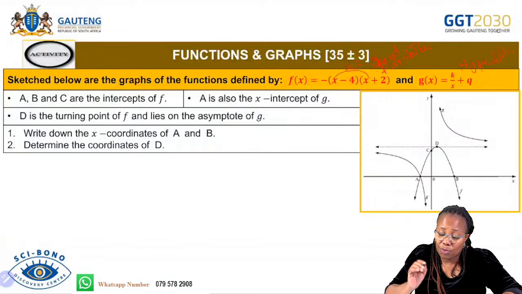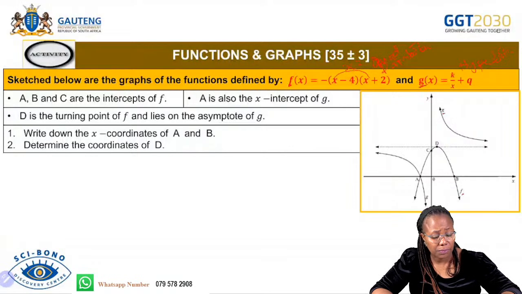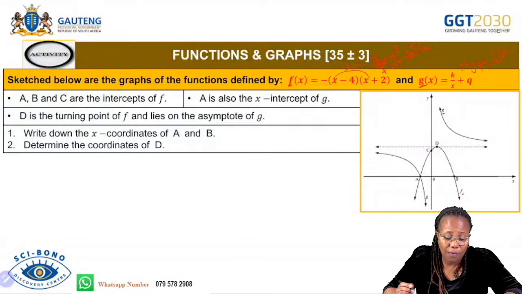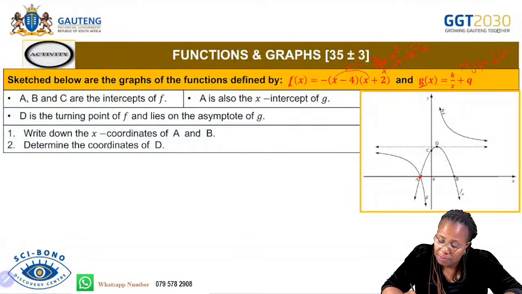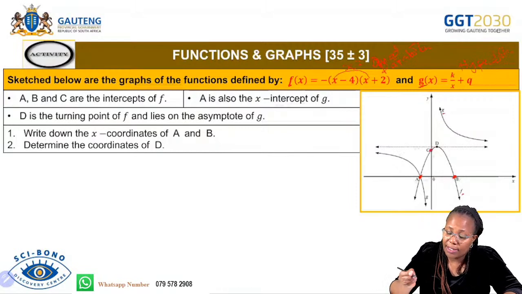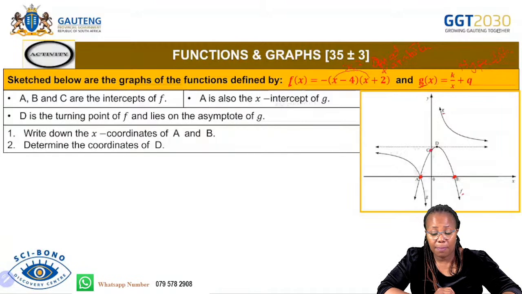So that means now you can even predict your graphs by looking at the g function. Can you see g is indicated on the hyperbola? The f function is indicated on the parabola graph. So what is given to us is A, B, C are the intercepts of f. A, B, can you see those are the x-intercepts? And C is the y-intercept of f, which is the parabola, right? And then A is also the x-intercept of g. Look at A, it also touches the hyperbola graph. Therefore, it's an x-intercept also for the hyperbola graph.